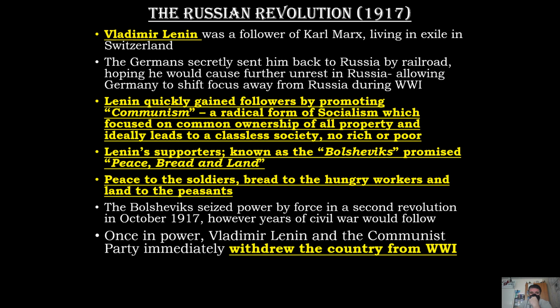Once in power, Vladimir Lenin and the Communist Party immediately withdrew the country from World War I. And that's when Russia actually pulls out. Again, there's another year or so of the war left. But this is definitely something that Germany was hoping for. Unfortunately, when the United States comes in and kind of takes Russia's place, it turns out ultimately in the end not helping them that much.